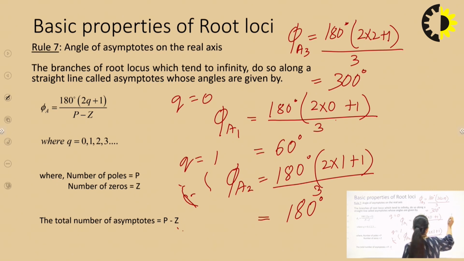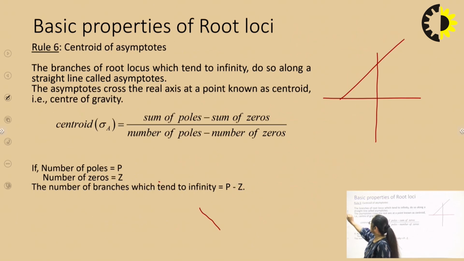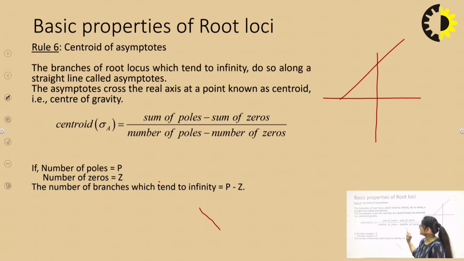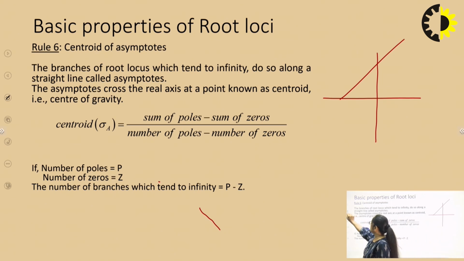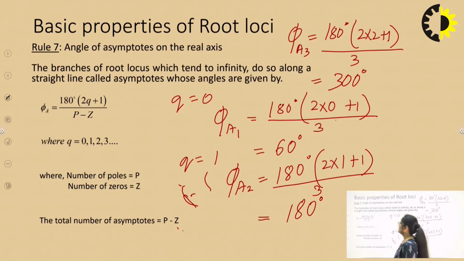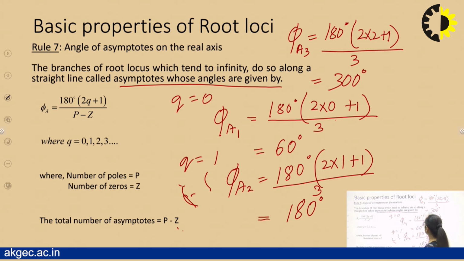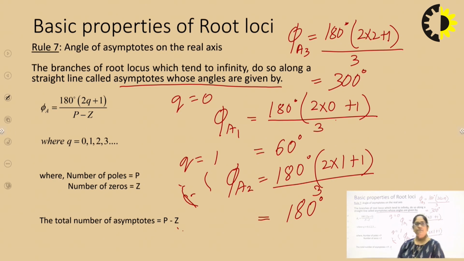So rule 6 and rule 7 are related to the following. Rule 6 allows us to know the centroid with this formula, and rule 7 allows us to know the angles of asymptotes. So what is that? The branches of root locus which tend to infinity, they do so along straight lines called the asymptotes. Right? So these are the two things for those branches which tend to infinity.